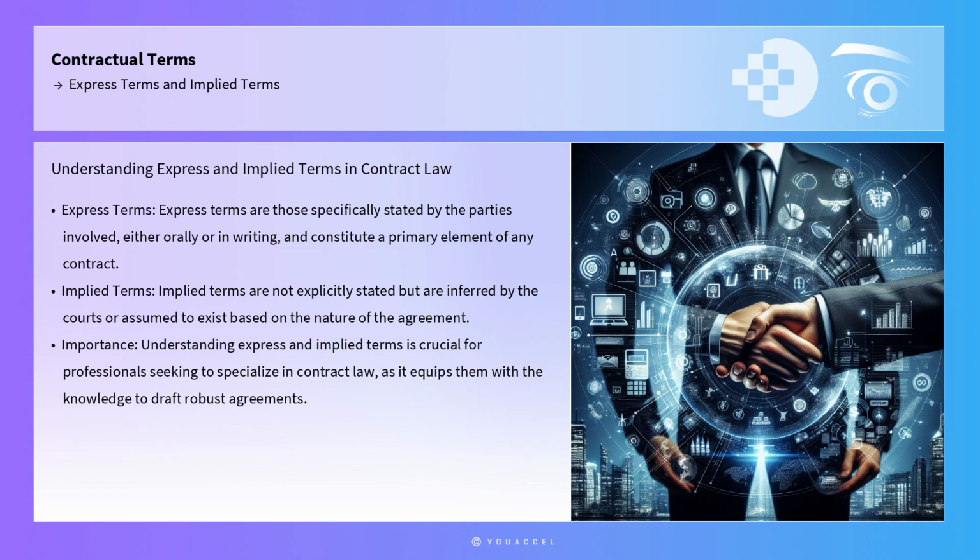Express terms are those specifically stated by the parties involved, either orally or in writing, and constitute a primary element of any contract. Conversely, implied terms are not explicitly stated but are inferred by the courts or assumed to exist based on the nature of the agreement, the conduct of the parties, or statutory provisions. Each type of term plays a vital role in shaping the contractual obligations and rights of the parties involved.